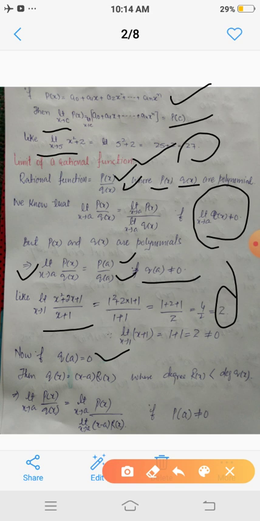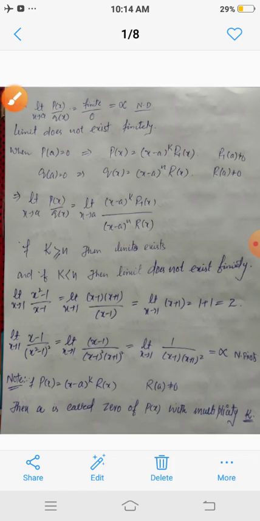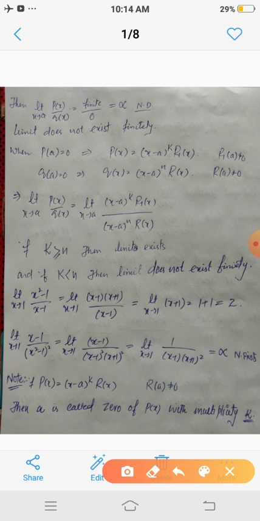Now when q of a is 0, this means that x equals a is a factor, or x equals a is a zero of this polynomial. Hence we can write q of x as x minus a into r of x, where the degree of r of x is less than the degree of q of x. If p of a is not equal to 0 and q of a equals 0, this means that it is finite upon 0, which is not definite. Hence the limit does not exist in this case finitely.